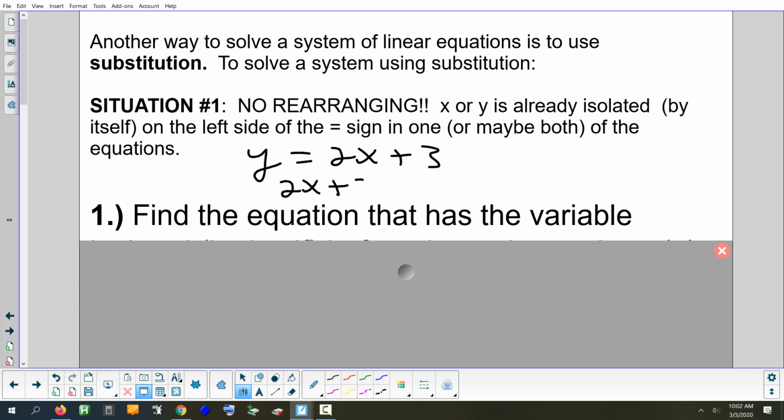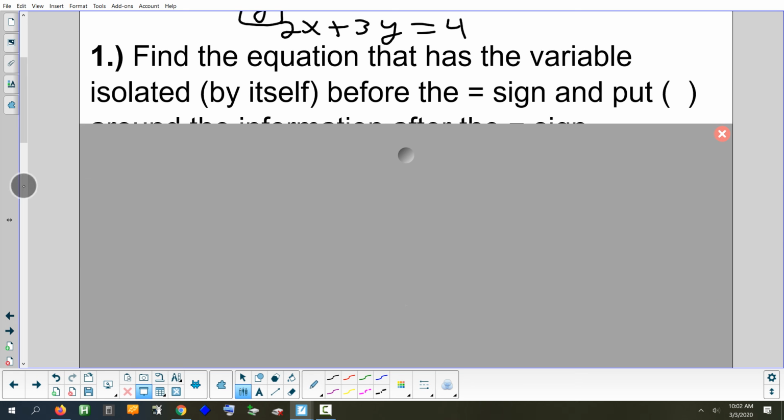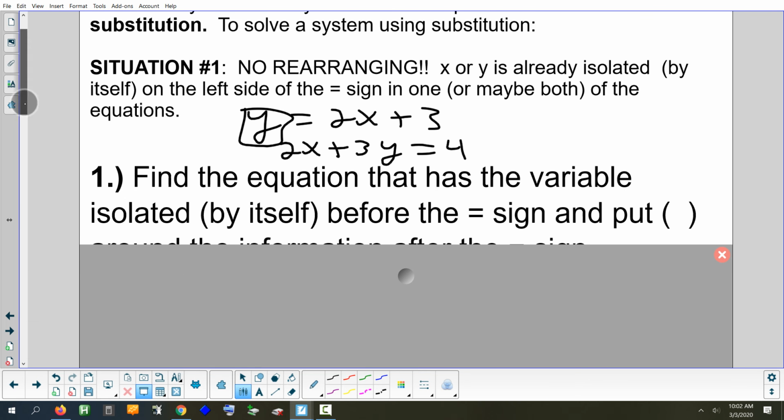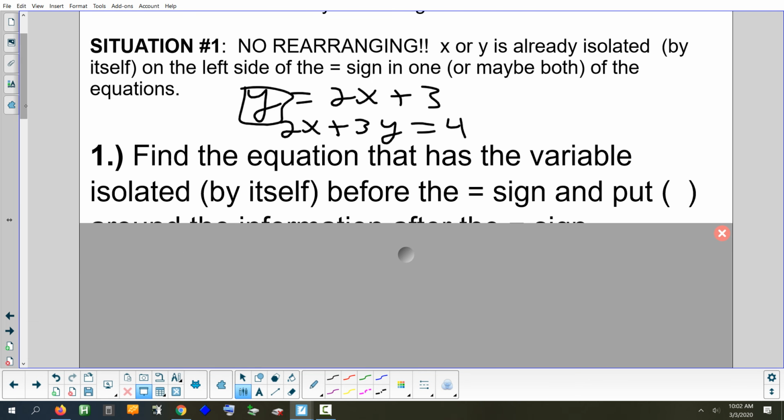How about something like this? Is there a variable isolated in that bottom one? No. There's no variable isolated there. So isolated means something like this. You have a letter by itself. So we're not actually going to solve that problem because the answer probably comes out messy. But step one would be to look at both of those equations and find the equation that has a letter by itself. Okay, so find it. It's the top one in this case.